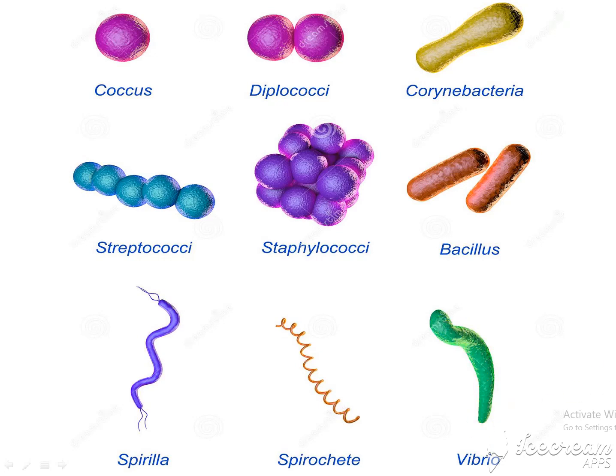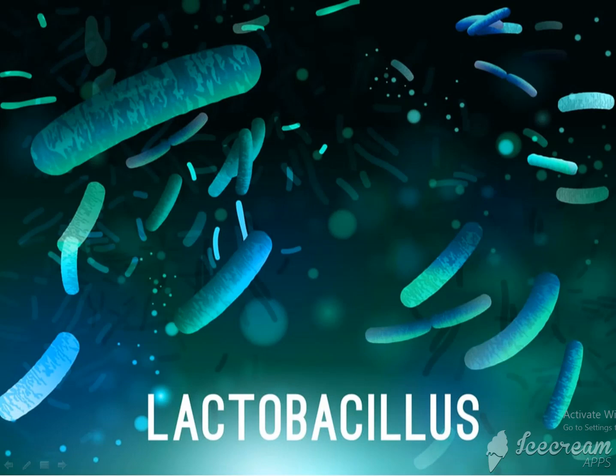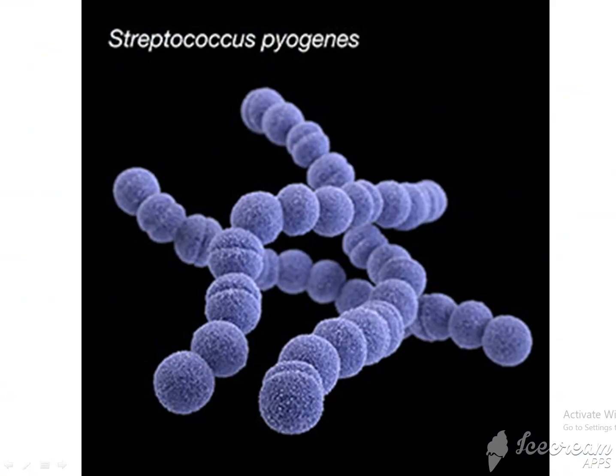So which are the 4 shapes? The round shape or the spherical shape. Second one is rod shape. Third one is spiral shape. And the fourth one is comma shape. So there are 4 different shapes of bacteria seen. An example for bacteria is lactobacillus, and another example is streptococcus. So lactobacillus and streptococcus are the examples of bacteria.